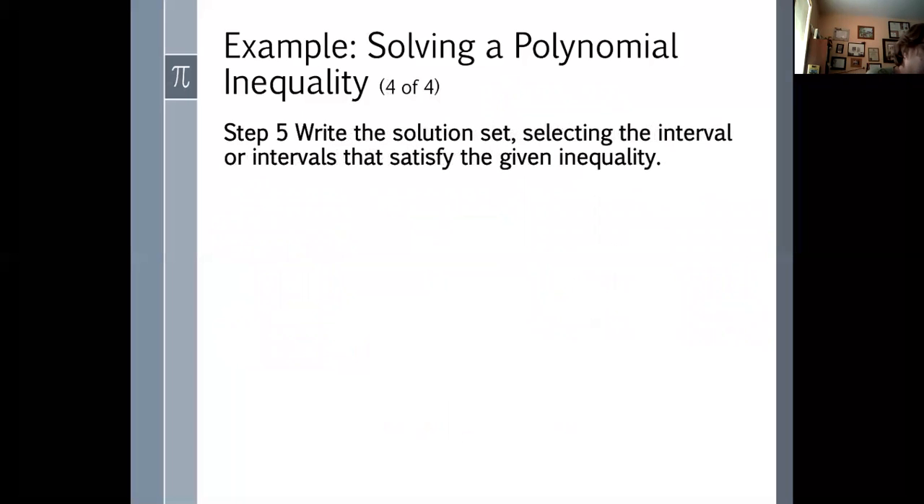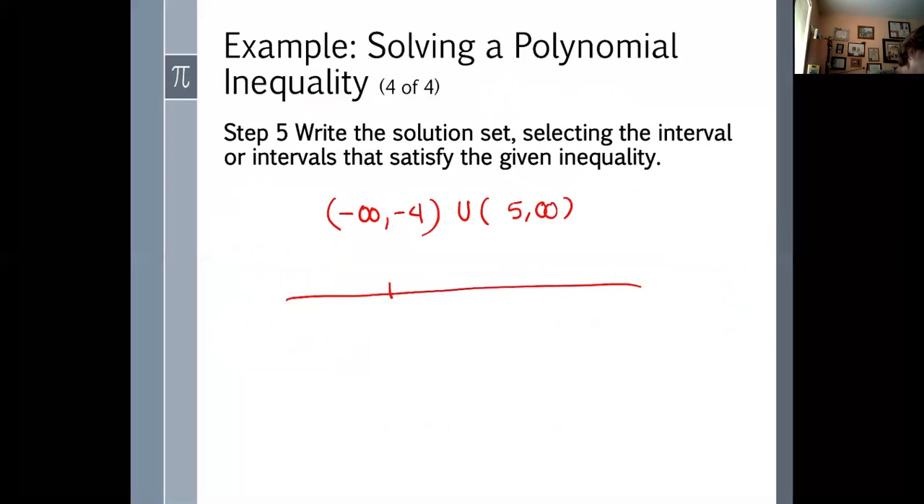All right, so what was our solution set again? It was from -infinity to -4, unioned with from 5 to infinity. And then we're going to graph this. This is all the points to the left of -4 and all the points to the right of +5.